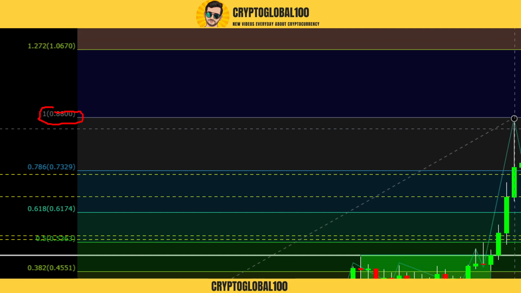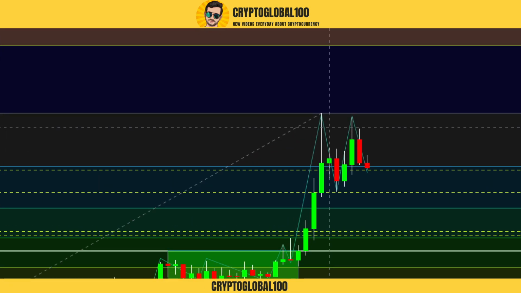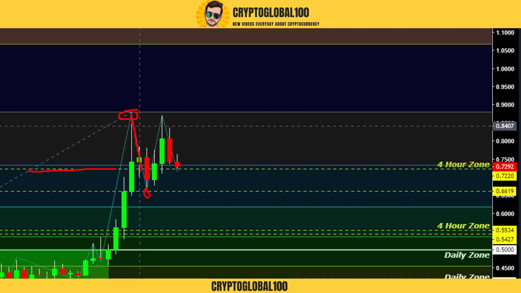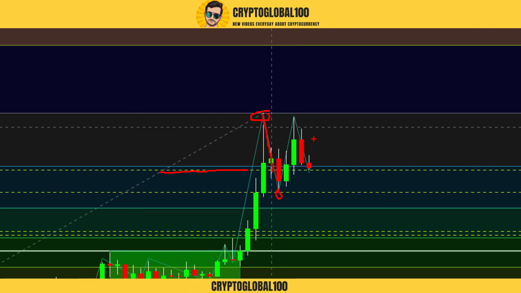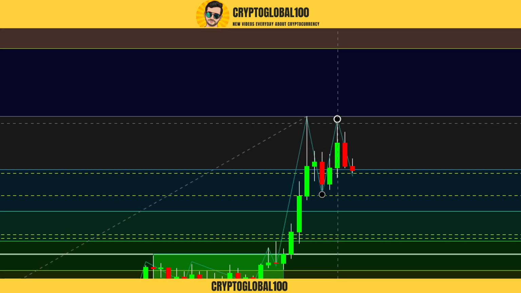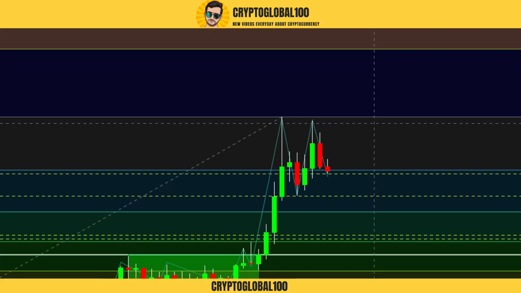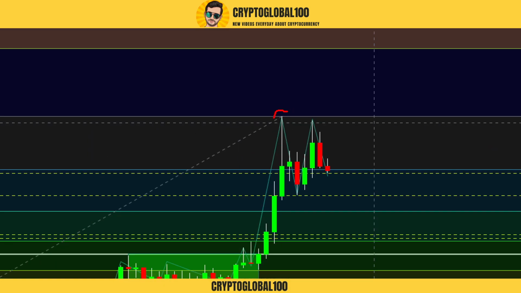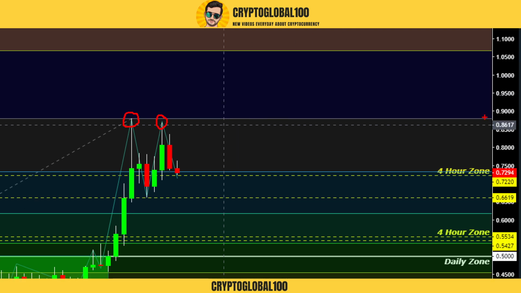Okay, so you see here, after making a new swing high, the price went down and tested this level. This was another 4-hour zone. Then again price came back and got rejected from this area, which was 0.6. So now if we look at the price, let me zoom in a bit, you see two times this level has been tested, first rejection from this level, second rejection from this level, which is approximately in between.